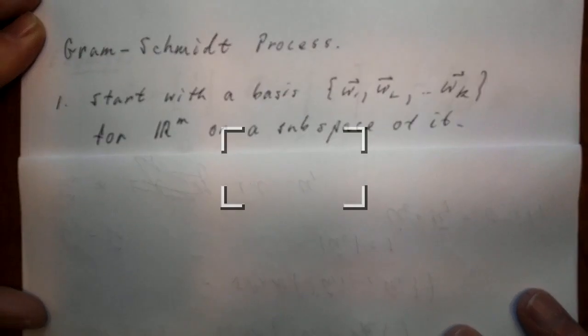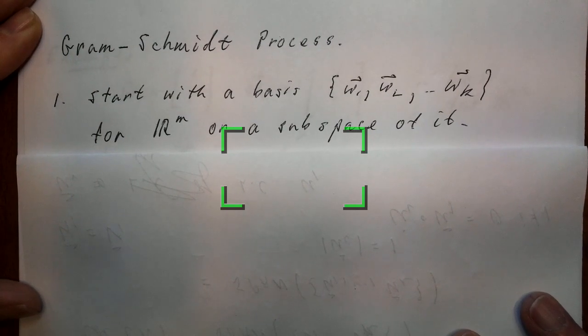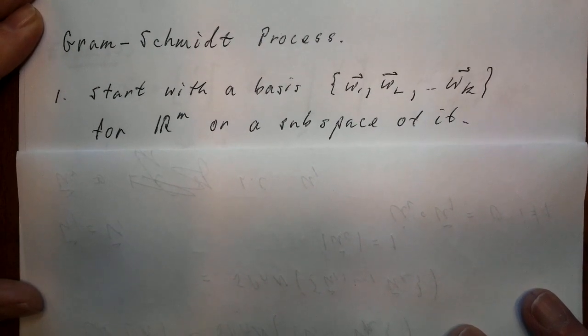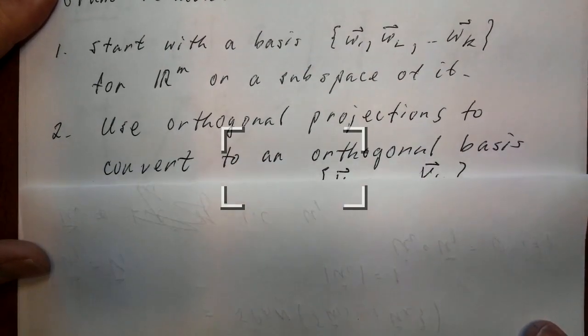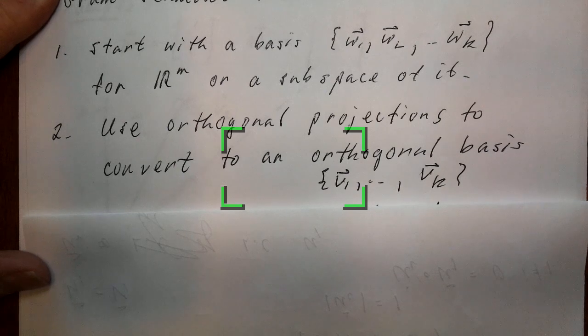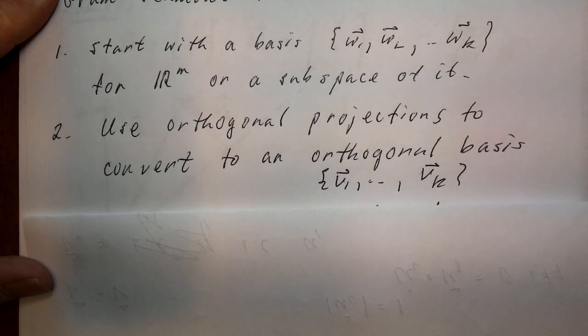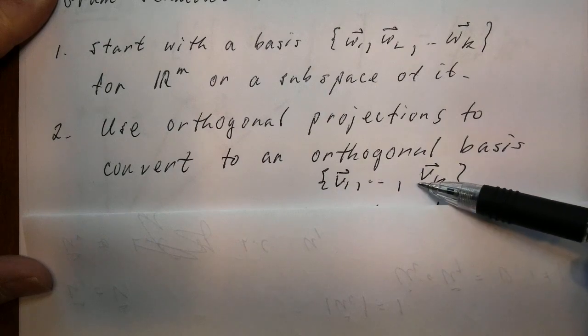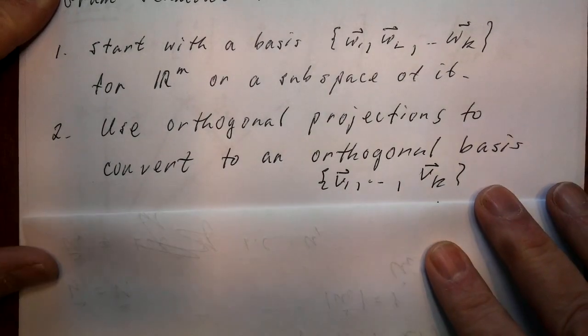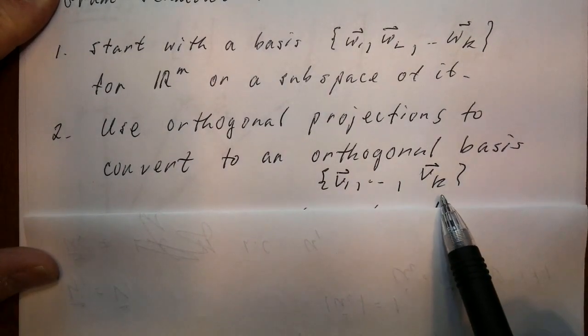Suppose we start with a basis of vectors, W1 up through WK. It's a basis for Euclidean space, Rm, or some subspace of it. The idea of Gram-Schmidt is to first take these vectors and use orthogonal projections repeatedly to convert this basis to an orthogonal basis.